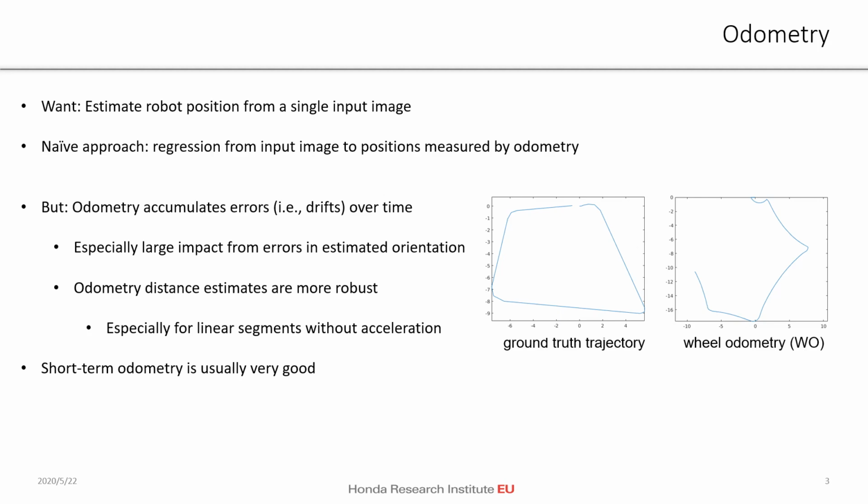On the right you see some example. We show the ground truth trajectory on the left part, and on the right the estimated naive wheel odometry. Anyhow, it's worth noting that the short-term odometry is usually very good.